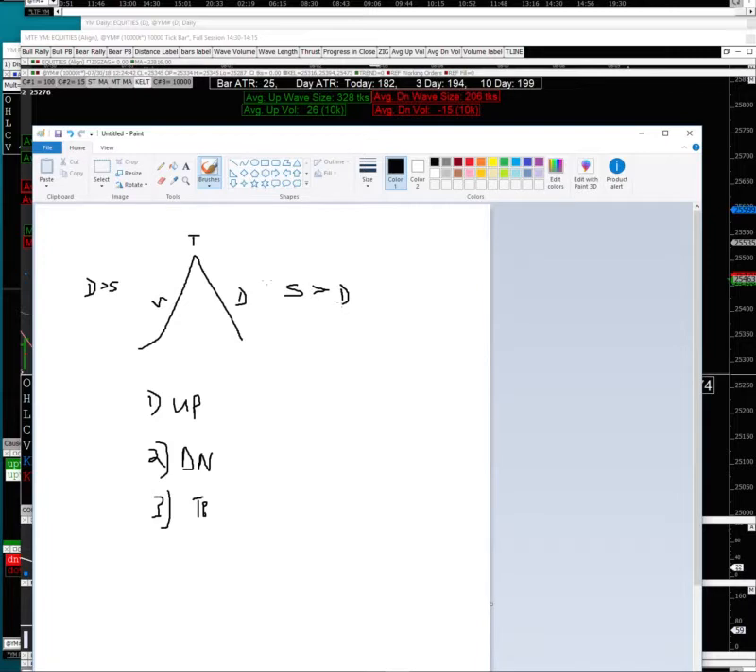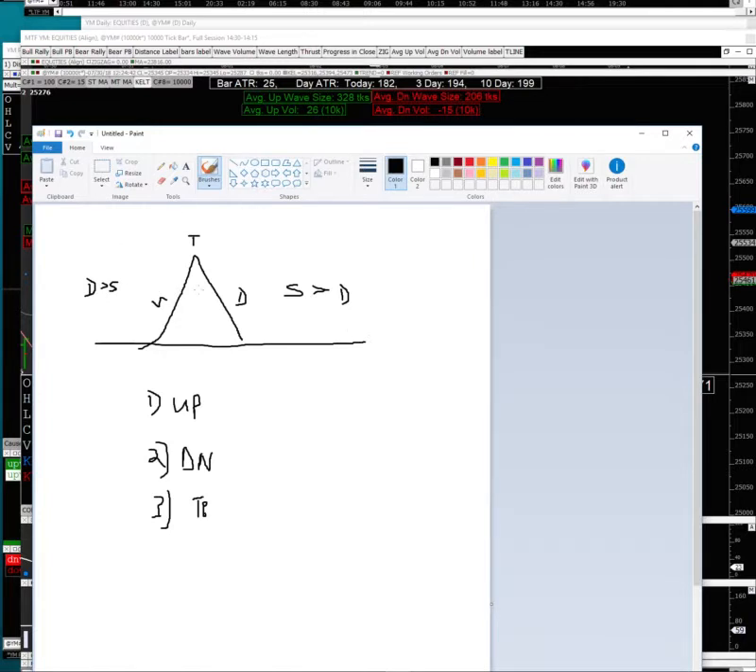So these are not probabilistic. These are facts. The only way price is going to go higher is if the up waves are bigger than the down waves and demand is absorbing supply. And demand volume should be greater than supply, unless it's effort versus reward and all that, but you get the idea. So these conditions hold.